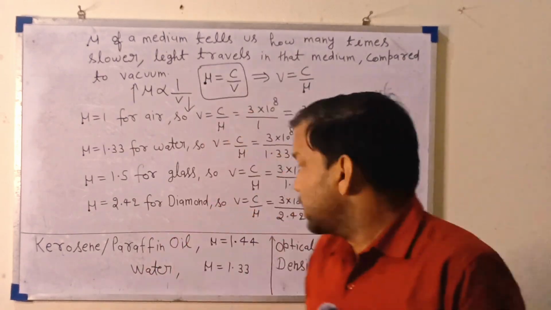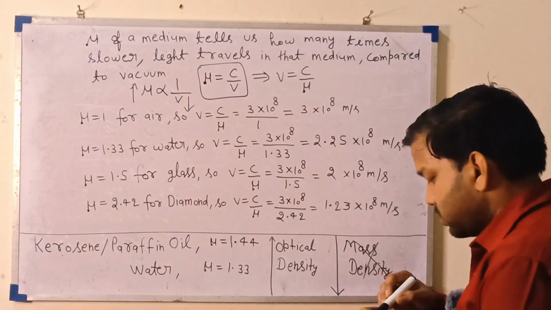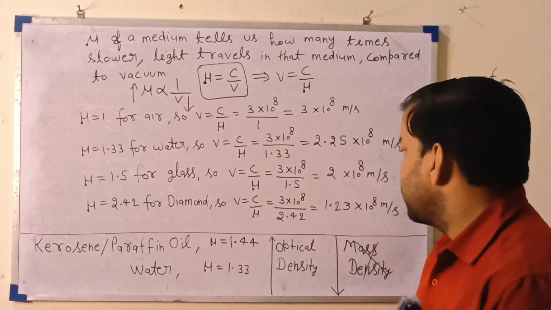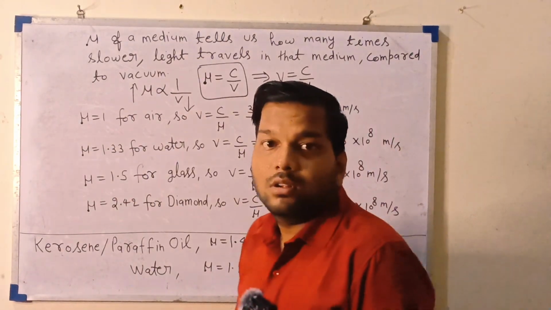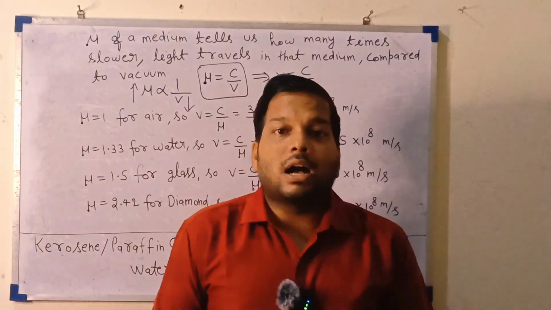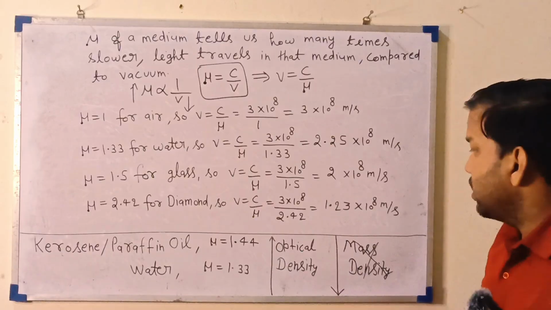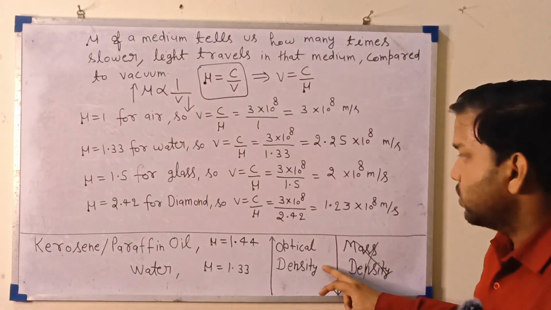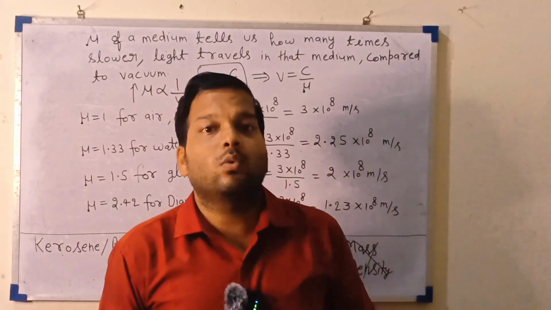Okay, here is the case of optical density, not mass density. You should know about optical density, not mass density. Okay, so always consider optical density instead of mass density to calculate the refractive index or refractive indices.